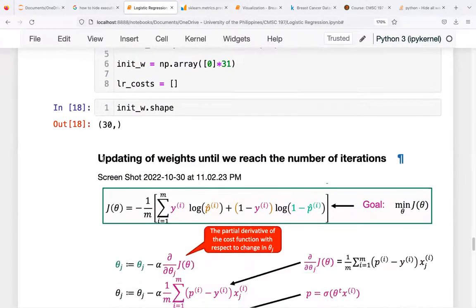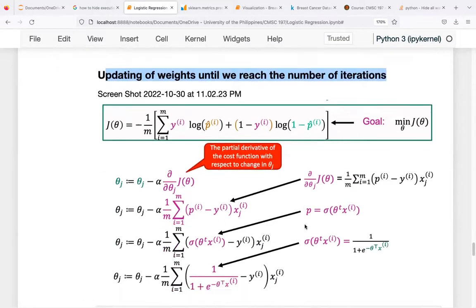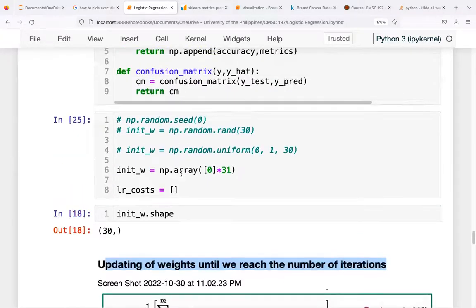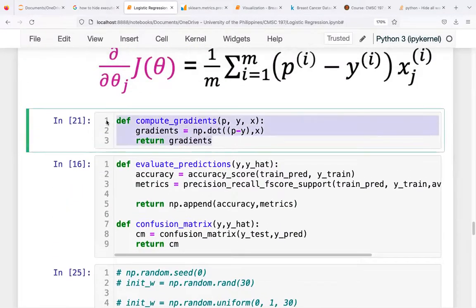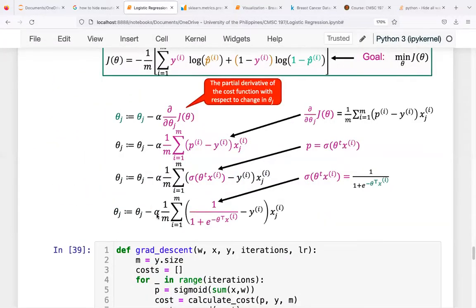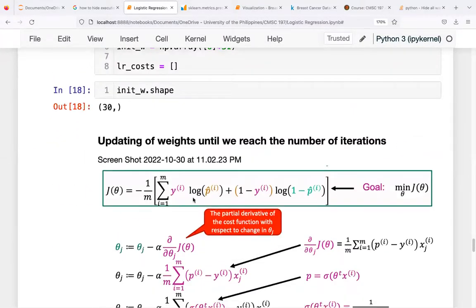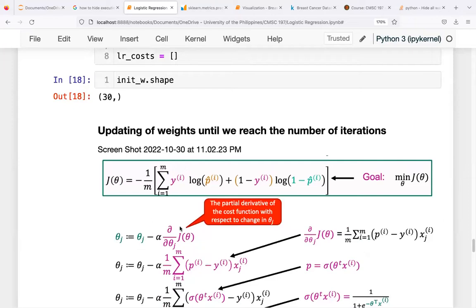So now we must update the weights until we reach the number of iterations. In order for us to update the weights, we simply nudge the weight a little bit: minus the learning rate times the computed gradient or derivative, which is computed using this code. Okay, and we must do this repeatedly until such time that we reach the number of iterations.